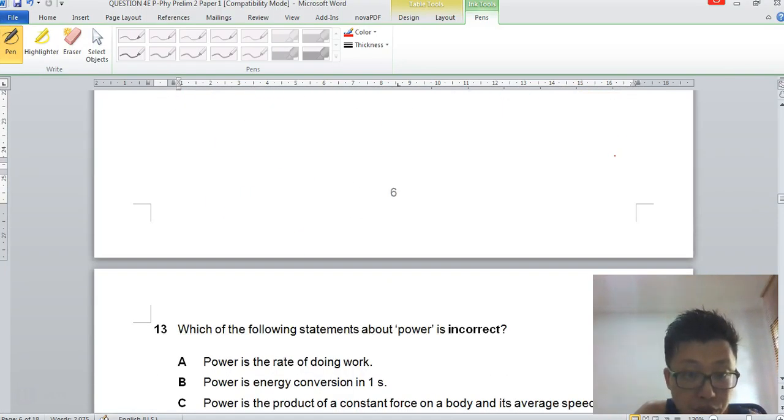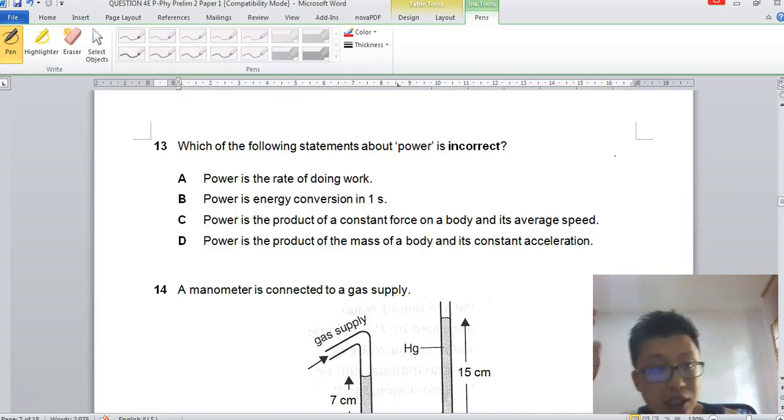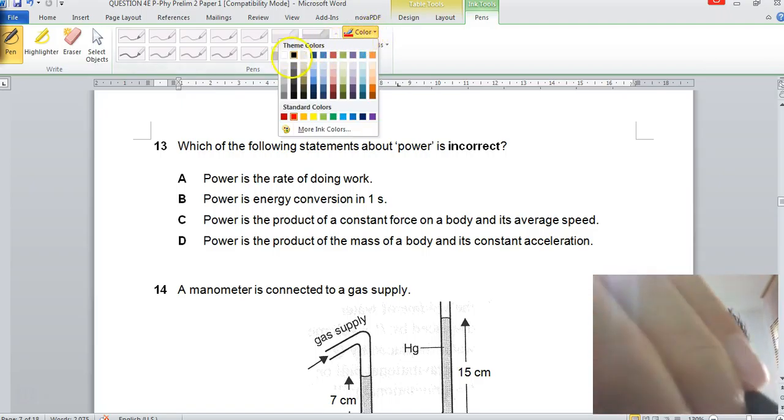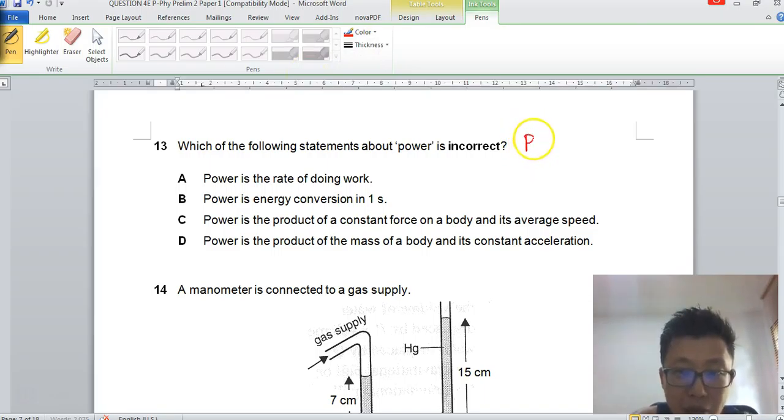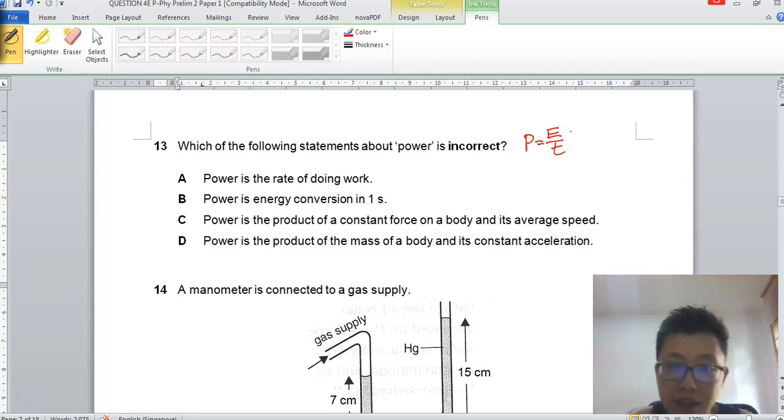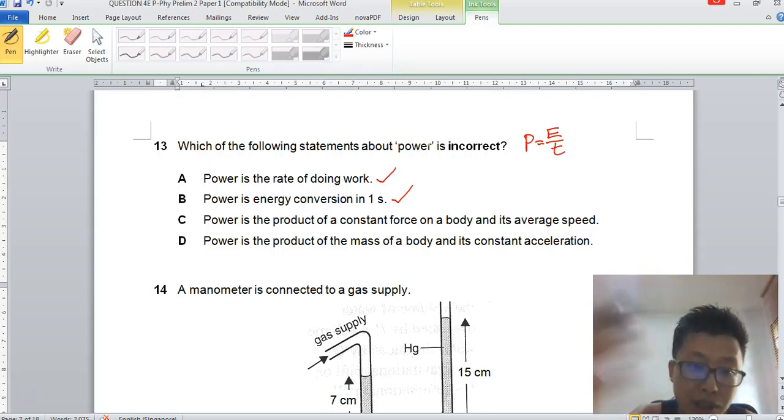Okay, let's move on to question 13. Question 13 is like a mathematic plus wordplay. We all know that power is given by this formula whereby E is energy, and t is the time. So I think most of you will agree with me, A is definitely correct. Same thing as B. The amount of energy converted, like a 100 watt light bulb, means that 100 joules of electrical energy is turned into 100 joules of light energy within a second. So we know that B is correct.